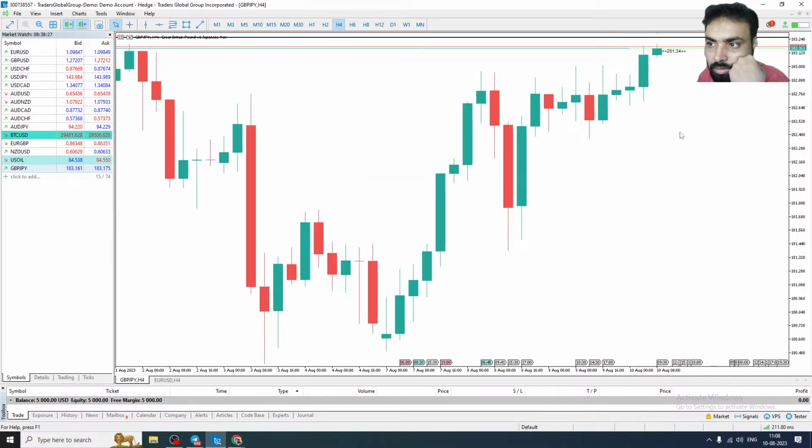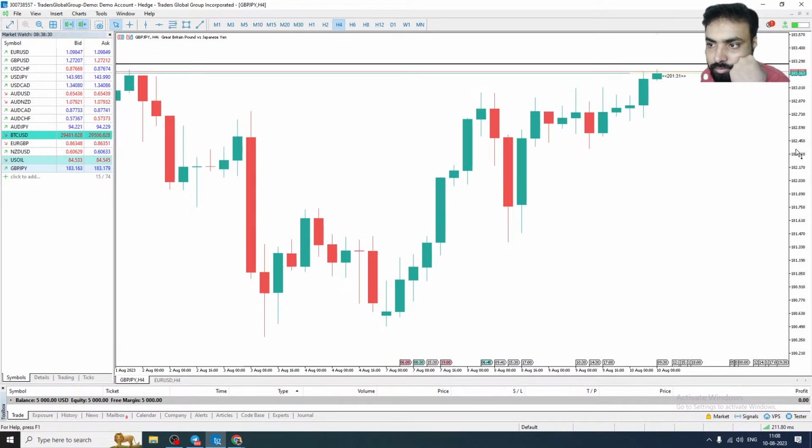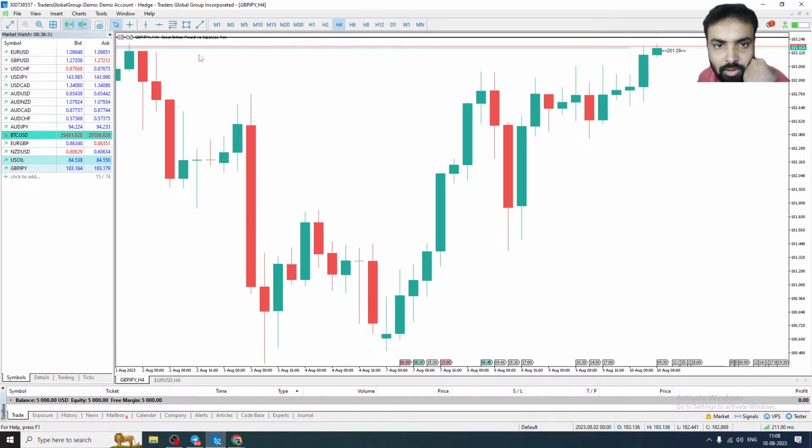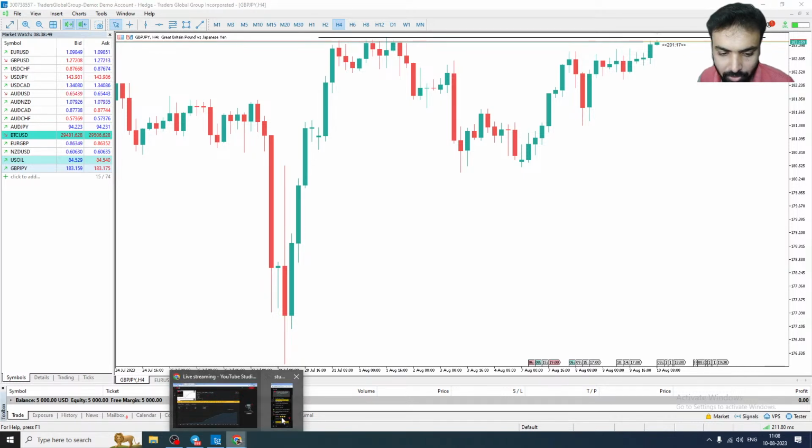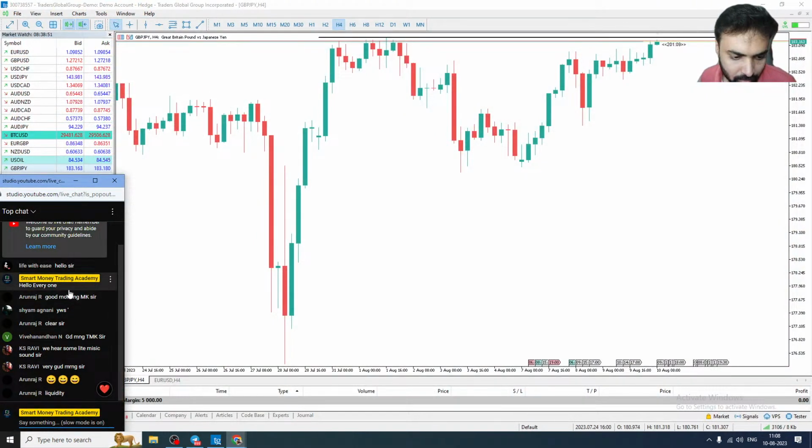Let's go to the 4-hour. It is still here only. Especially these highs are really high, the manipulation zone. There is a liquidity pool above this, so we have to be careful a little bit.